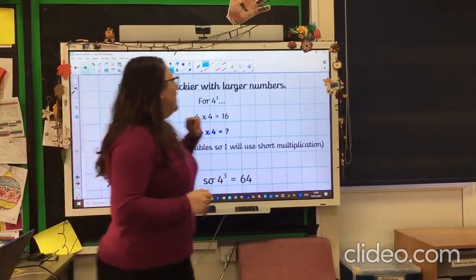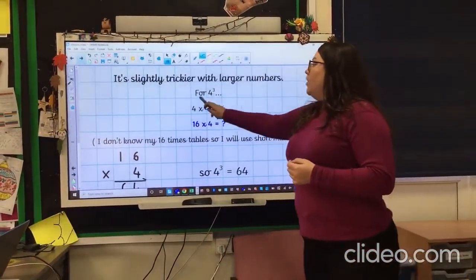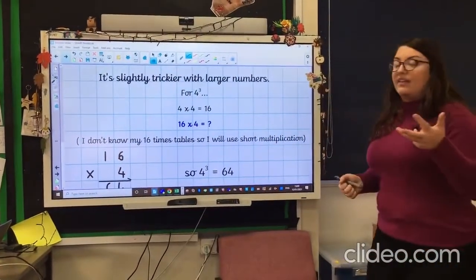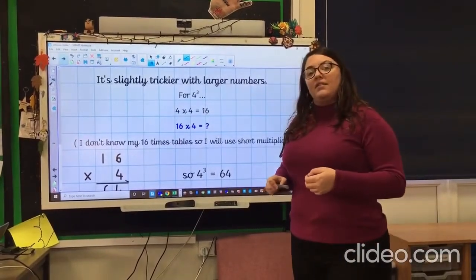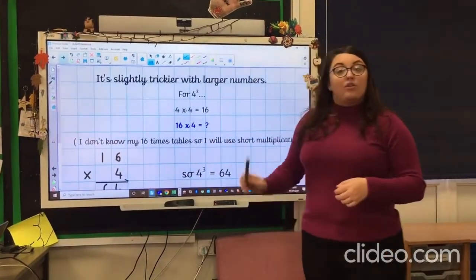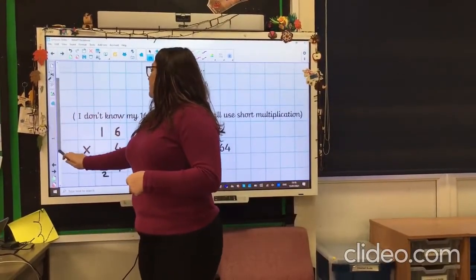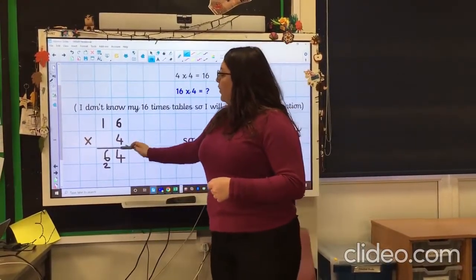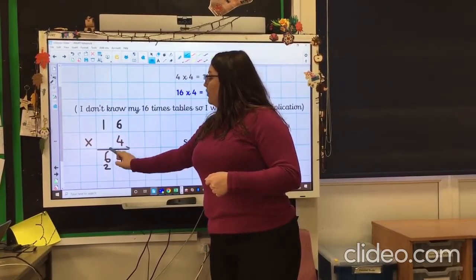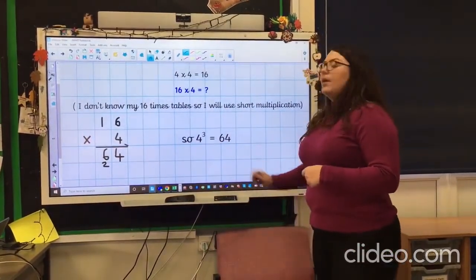Okay. It's slightly trickier when you get higher than 3 cubed. So, for 4 cubed, you do 4 times 4 first, like you were doing the other times, which makes 16. But I'd be surprised if you know your 16 times tables. So 16 times 4, we can then do our short multiplication. So again, 6 times 4 is 24. 1 times 4 is 4. Add the 2 is 6. So we know that 16 times 4 is 64. So 4 cubed must be 64.